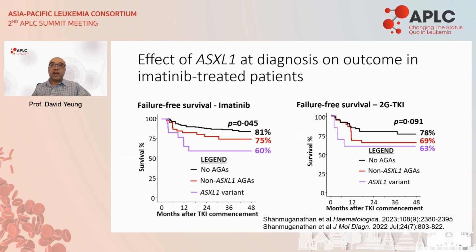This slide is to illustrate that regardless of whether you use imatinib on the left versus a second generation TKI on the right, you'll see that there is that separation in failure-free survival if you stratify your patients according to whether they have an additional genomic abnormality or not. Those patients with an ASXL1 mutation seem to have the inferior survival even compared to the other variants, and that's the purple compared to the red. Again, regardless of whether you use frontline imatinib versus a second-gen TKI.